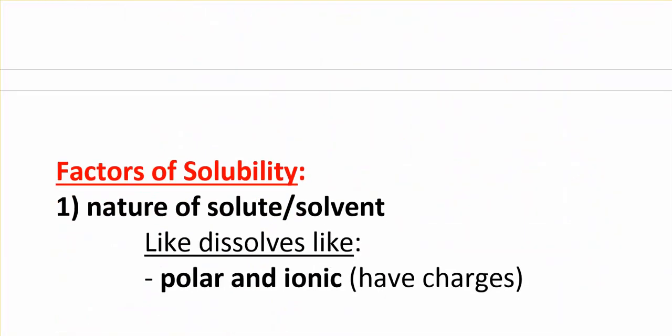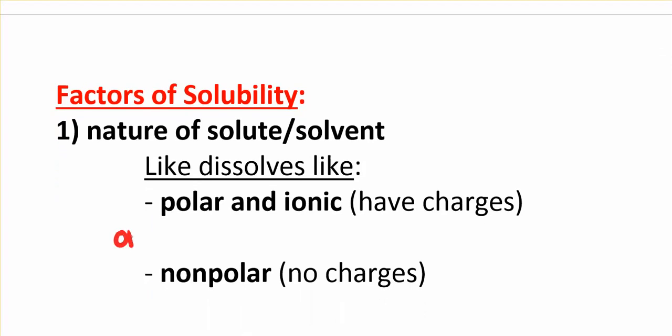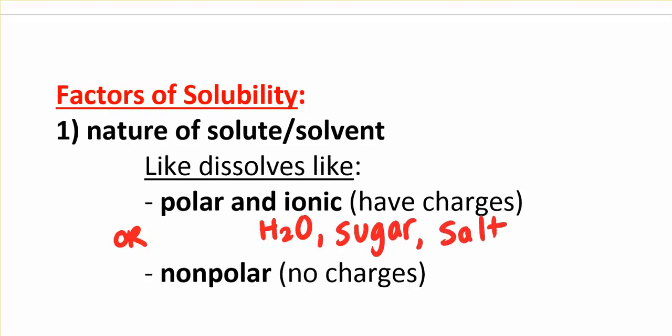Next, let's look at some factors that affect how well something dissolves. The first is the nature of the solute and solvent. What we mean by nature is whether the compound is polar or nonpolar. When we categorize these, we put polar and ionic in one category and nonpolar in the other. Polar and ionic compounds, even though this one's covalent and this one's ionic, have charges on the particles, and that's the key. They have attractions with each other, and that allows them to mix well. Water, sugar and salt all fall under this category.